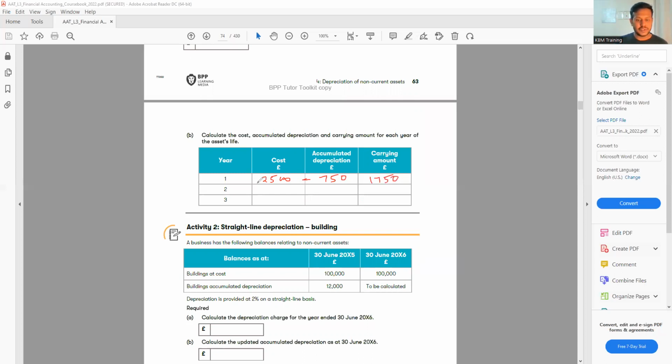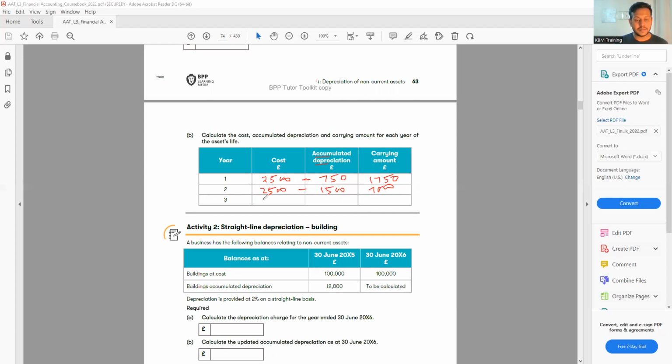Then year number two, the cost is 2,500, minus this time the accumulated depreciation will be more. Year one it was 750, and year two it was 750. So 750 plus 750 will be 1,500. Accumulated means total. Remember that accumulated depreciation represents the total depreciation. So 2,500 minus 1,500 gives us 1,000.